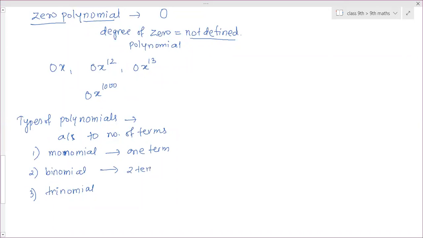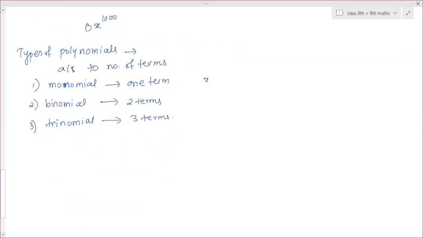Binomial has two terms, trinomial has three terms. Ma'am, in school they have also given quadrinomial. Yeah, it's quadri, then penta also, hexa also. Binomial is x plus 2, 7x. Trinomial is 7x square plus 7x plus 5. So there are three terms in this one, so it is a trinomial. This is binomial. This is monomial.